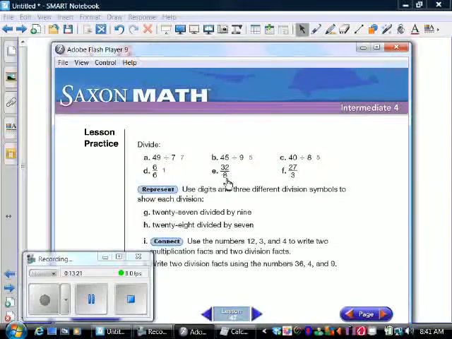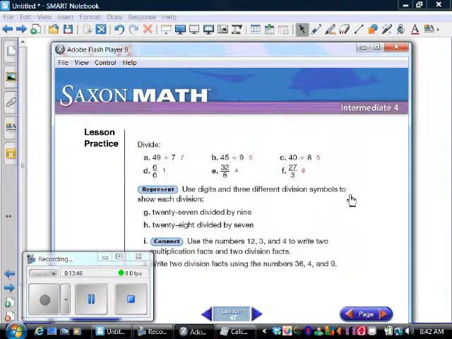32 divided into groups of 8 would give us 4 groups. And you can think, okay, 8 times something will give me 32. Oh, it's 8 times 4 is 32. And 6 times 1 is 6. If you have 27 and you put them into groups of 3, how many groups would you have? So think of your 3 multiplication facts. 3 times something's 27. It's 9.